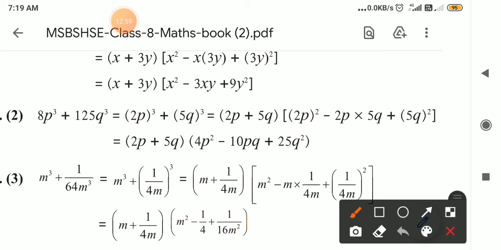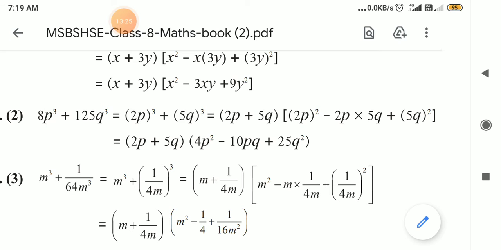And just solving this, the first bracket is as it is. Then (2p) square means 4p square; 2 square is 4. The multiplication of this is 5 2s are 10, pq. 5 square is 25 and q square. In this way we have to solve. This is an easy one.